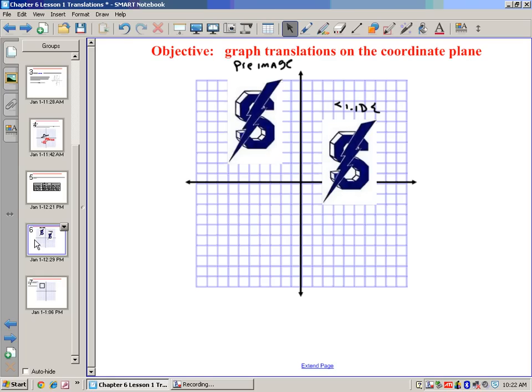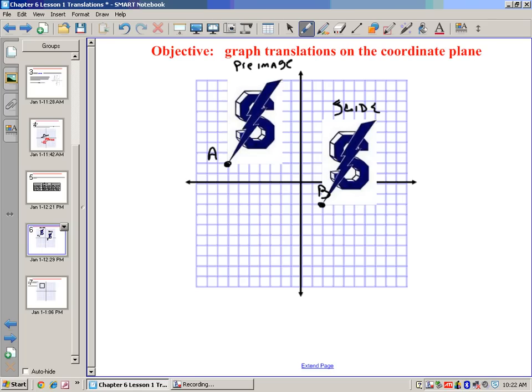So we have our pre-image to the left. We have our new image, or our slide. Our slide was to the right. And we're just going to pick out 1 point for each one to figure out. You only need 1 point to find out what the transformation, what the translation was, or the slide. So we're going to call the first one point A. This will be point B.